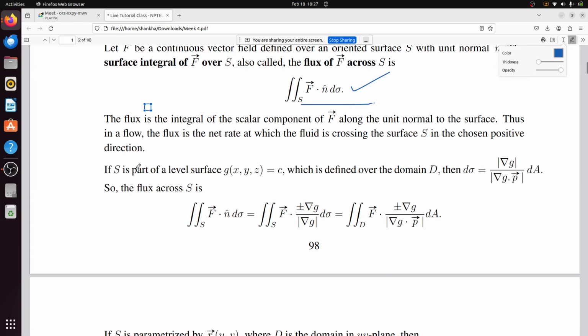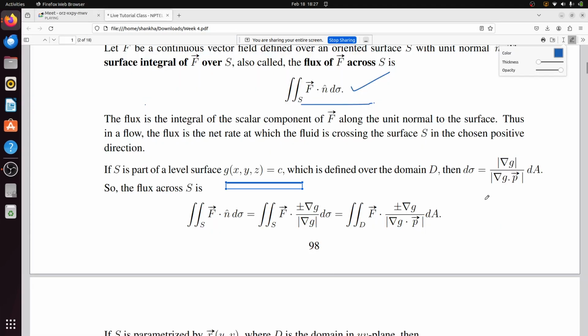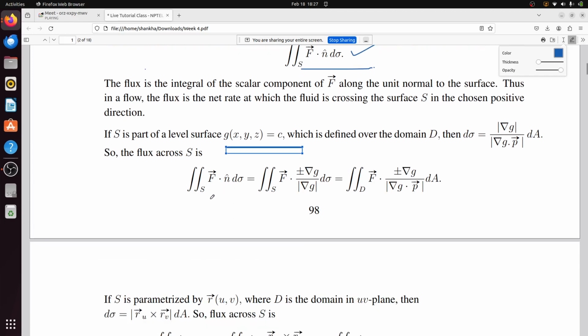Okay, so if S is the part of a level surface g(x,y,z) equal to c, then the flux across S, if your function is given like this, g(x,y,z) equal to c, which is defined over the domain D, then d sigma is defined as this, and the formula for flux, F dot n d sigma, reduces to this.